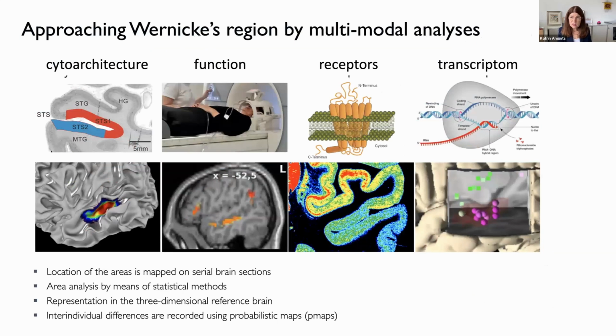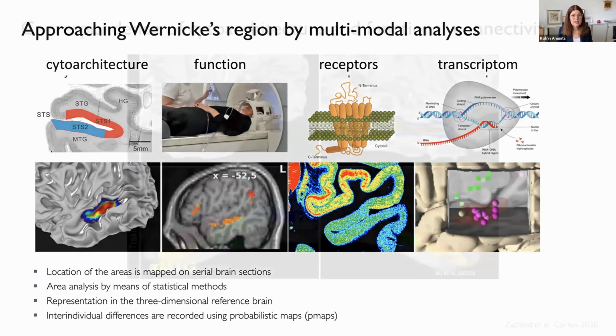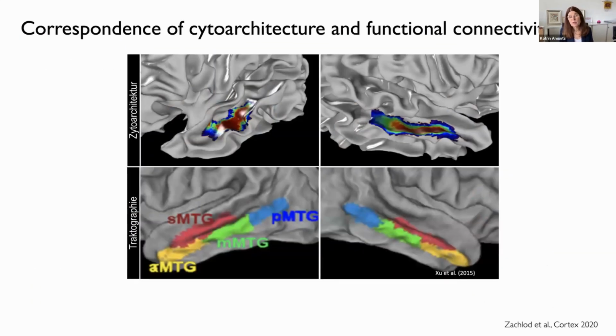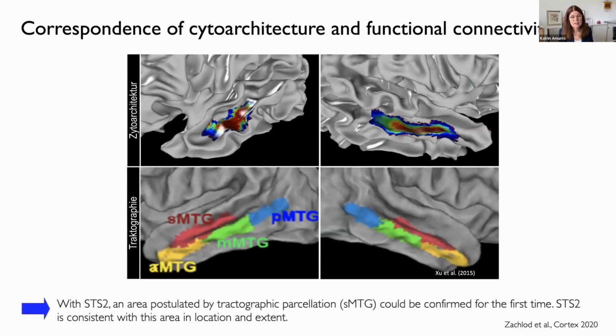So we can use this multimodal approach to approach also Wernicke's area, and this is an example of cytoarchitecture, imaging, receptor architecture, and genetic information. So the idea is really to bring in these different modalities and to understand what is the relationship between them. And we have identified in this temporal region, for example, a new area called STS2. I have shown it already earlier.